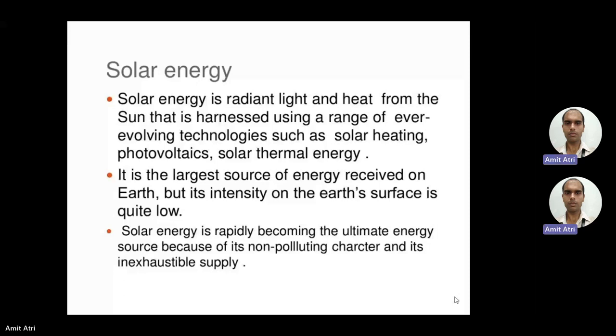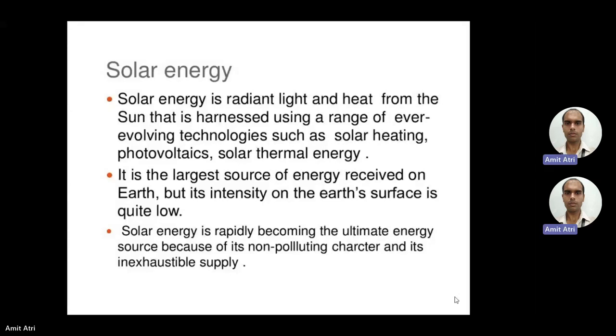Solar energy is the largest source of energy received on earth. But its intensity on the earth's surface is quite low, meaning it is diffused and scattered. Solar energy is rapidly becoming the ultimate energy source because of its non-polluting character and its inexhaustible supply. Energy obtained from fossil fuels may exhaust. They are useful only as long as their stocks are available, and when their stocks are exhausted, we won't have these fossil fuels. So we have to search for an alternate energy as well.